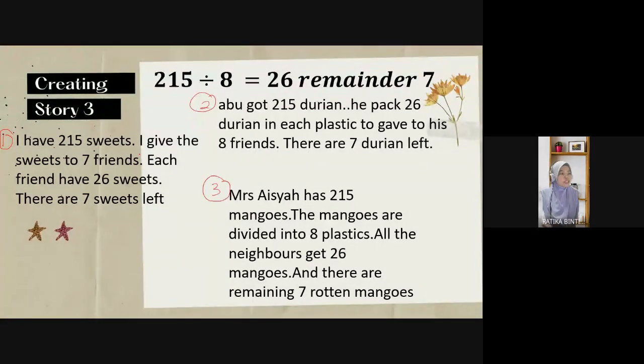The first one is from Kairin, right? Okay, I have 215 sweets. I give the sweets to 7 friends. Okay, you can add the word equally. Okay, we want to tell that we divide equally. Okay, division and also multiplication must be equal in amount.